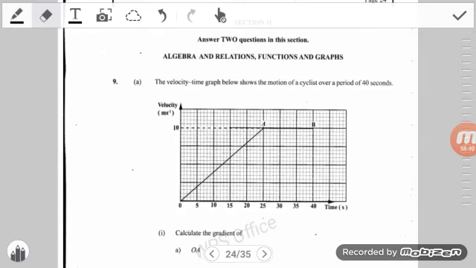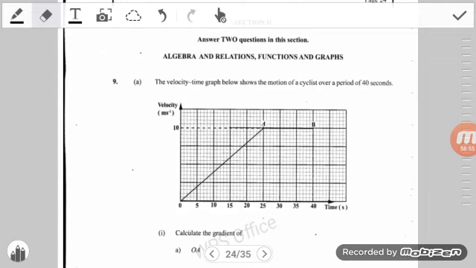I'm going to try to make this the last upload for this past paper. Usually I try to upload the whole entire video at once, but a lot of students don't like to watch the whole video at once. So I'm going to try to do it in parts. So we're at section 2, question 9.